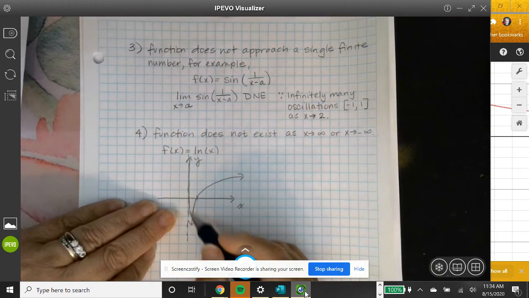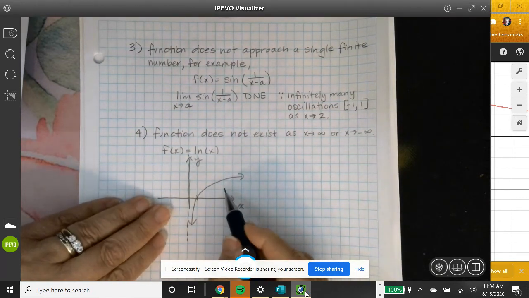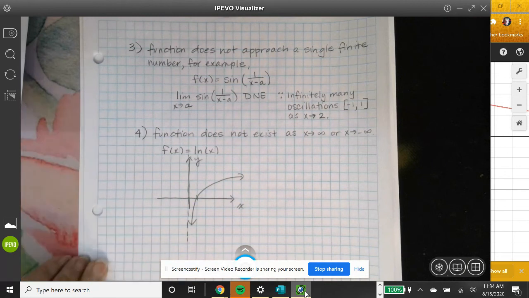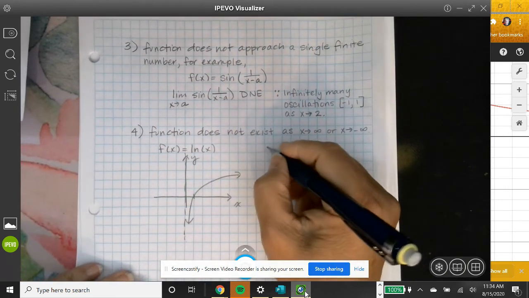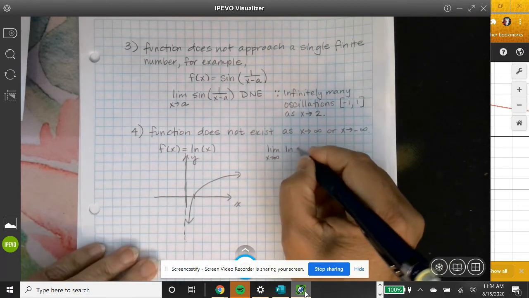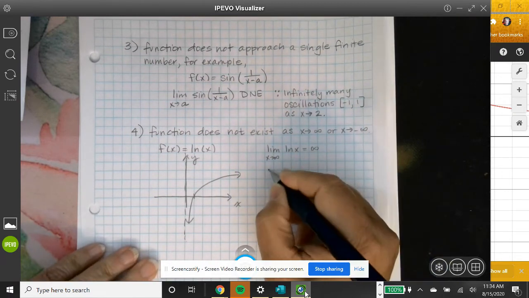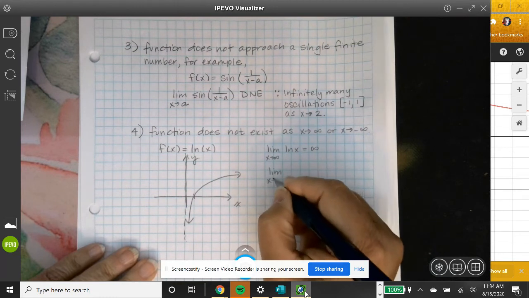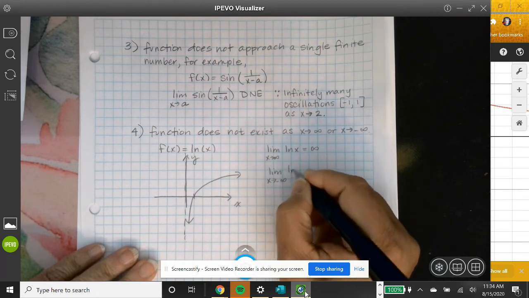It's got a vertical asymptote here at 0. Now, the log function doesn't have any domain to the left of 0. So in this case, we would say that the limit as x approaches 0 of the natural log function is equal to infinity. But what about the limit as x approaches -infinity of the natural log function?